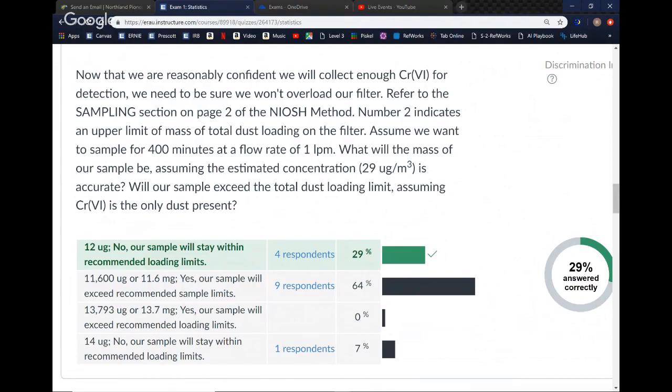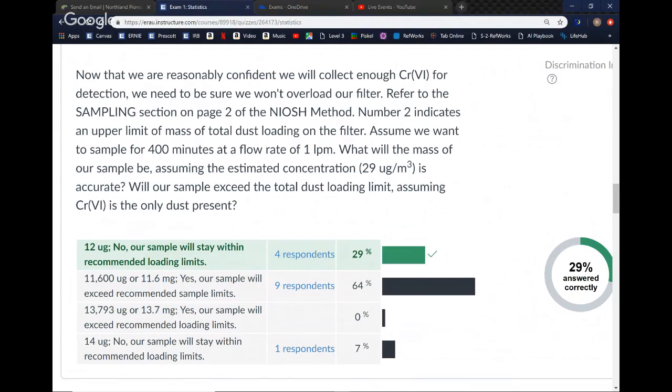I'm getting ahead of myself here. What will the mass of our sample be, assuming the estimated concentration is accurate? And then how does that compare? Our upper limit mass is 1 milligram. But we just want to know how much mass we will collect if we use the parameters that we've already decided on: 400 minutes and a flow rate of 1 liter per minute.